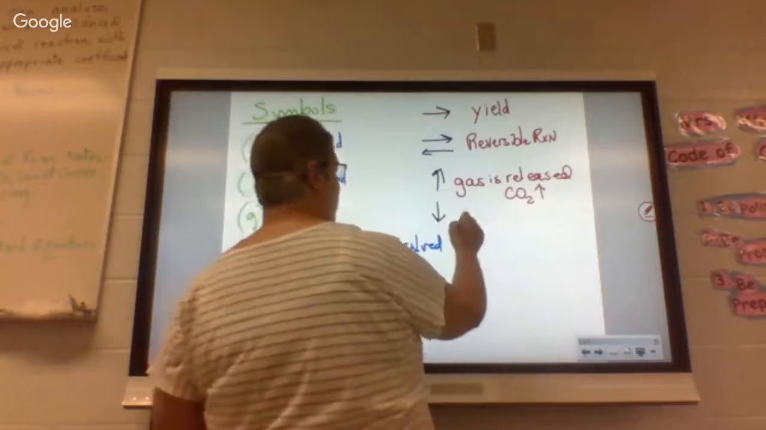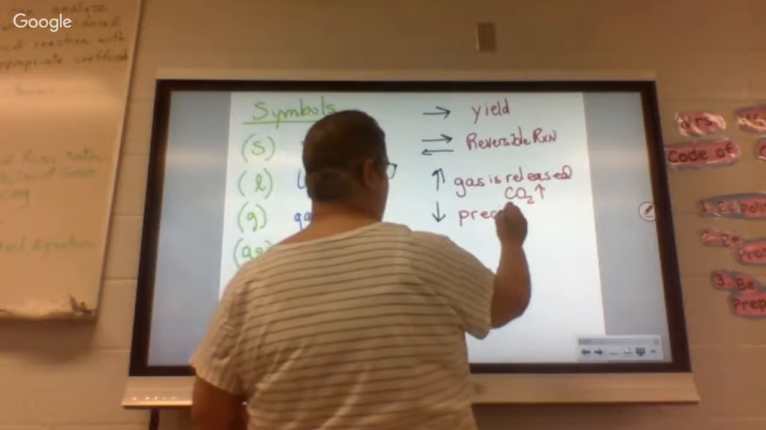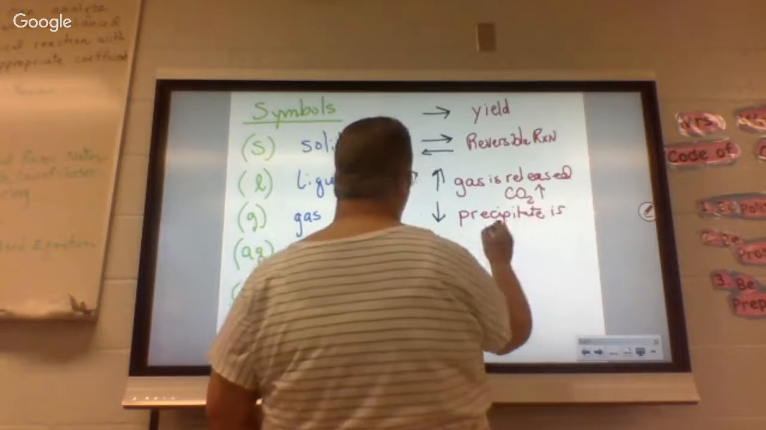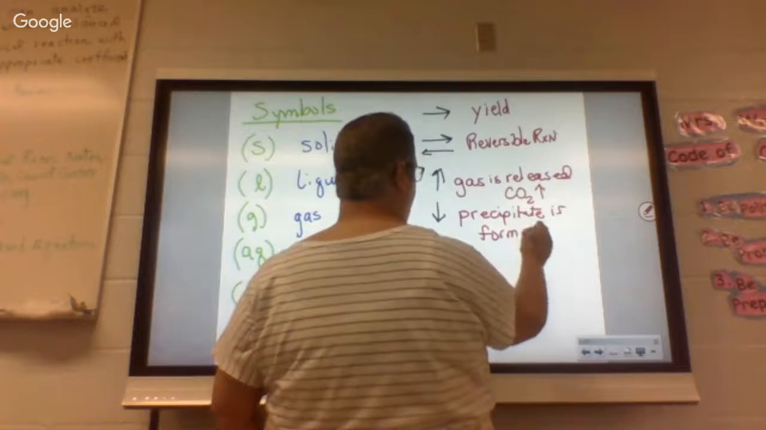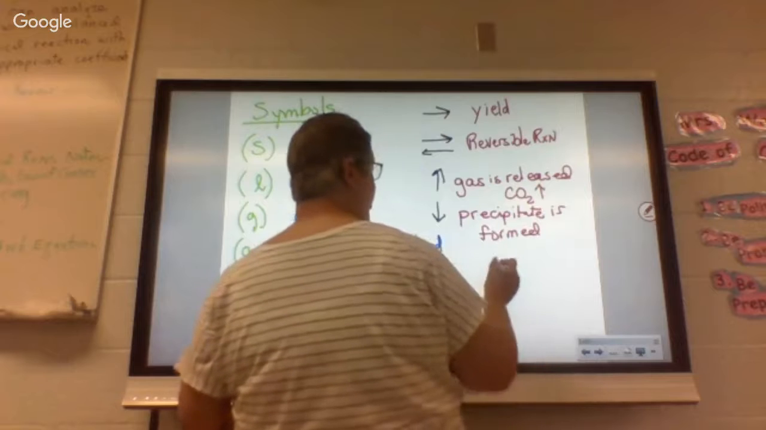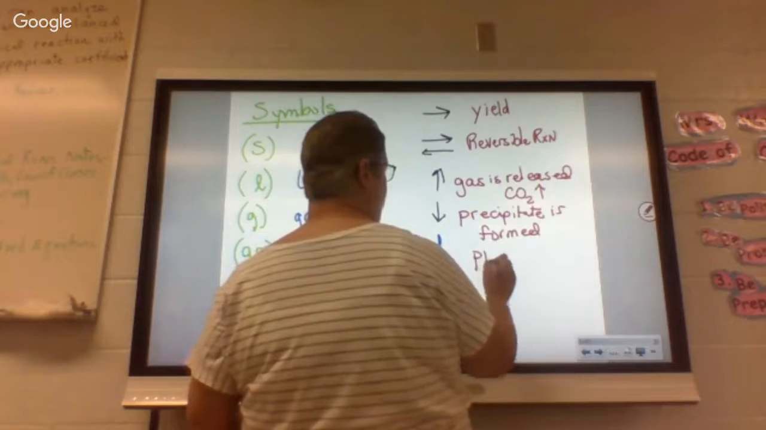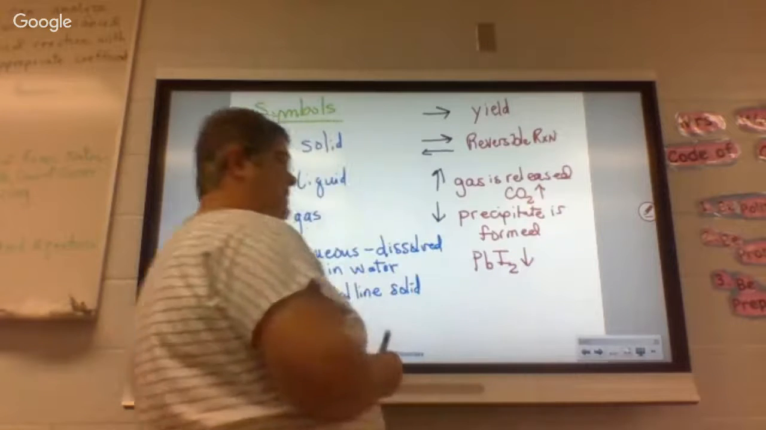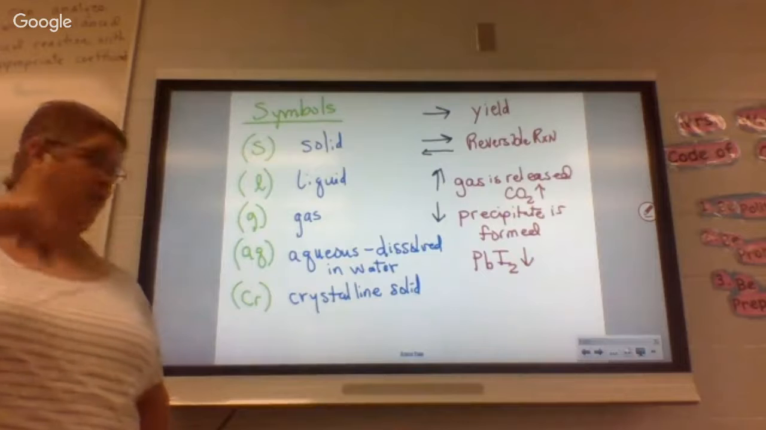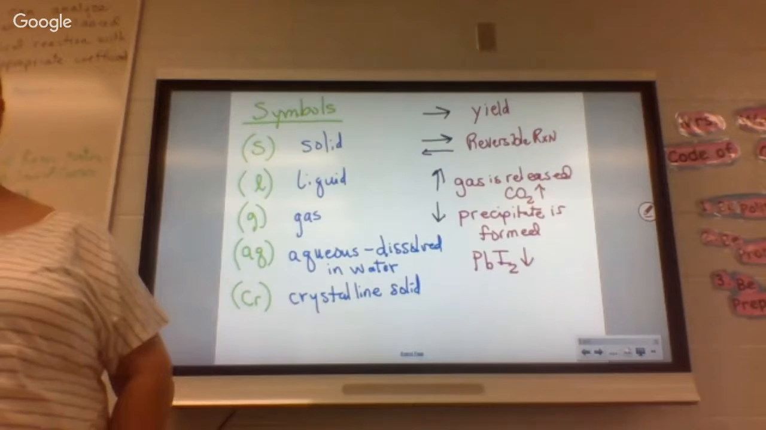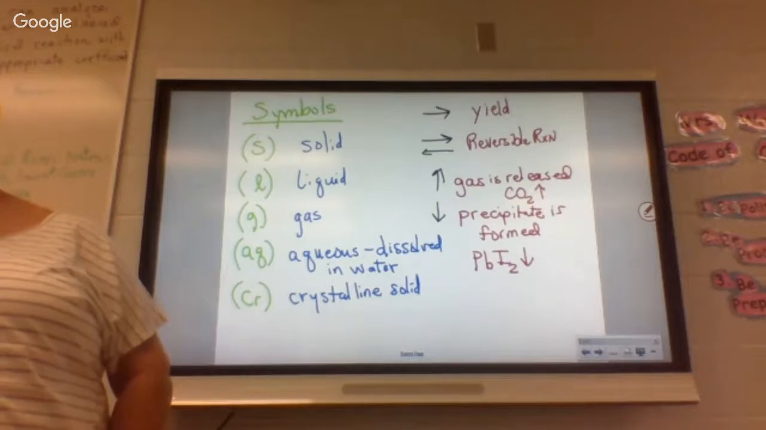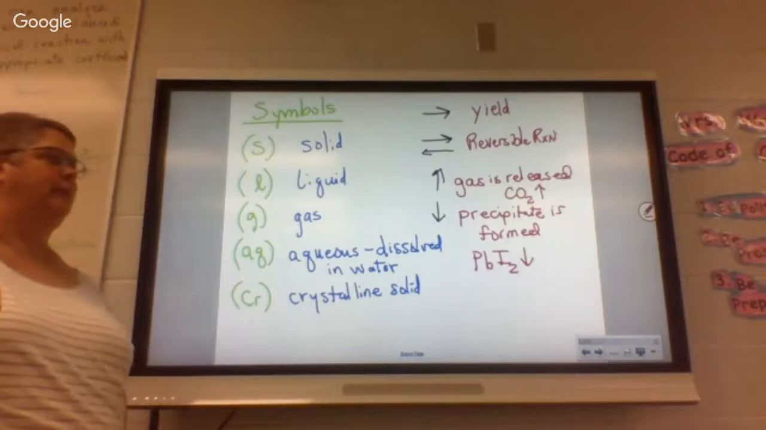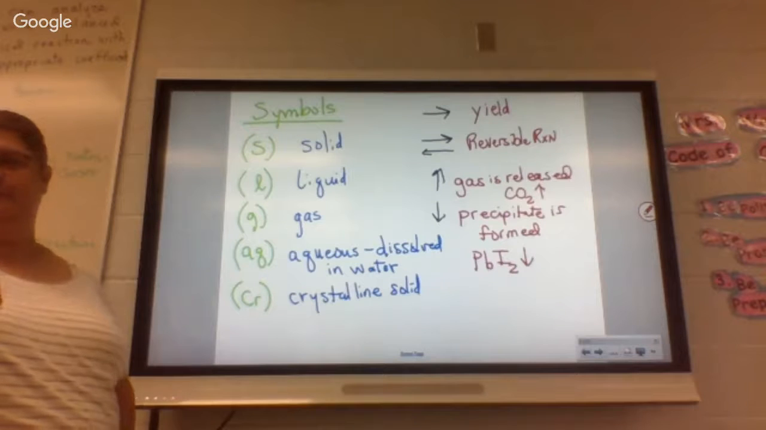A down arrow means a precipitate. Like it's raining. Remember the yellow thing that we did? For example, the yellow thing you made was PbI2, lead iodide. So it would have a down arrow beside it to represent that it was a precipitate.